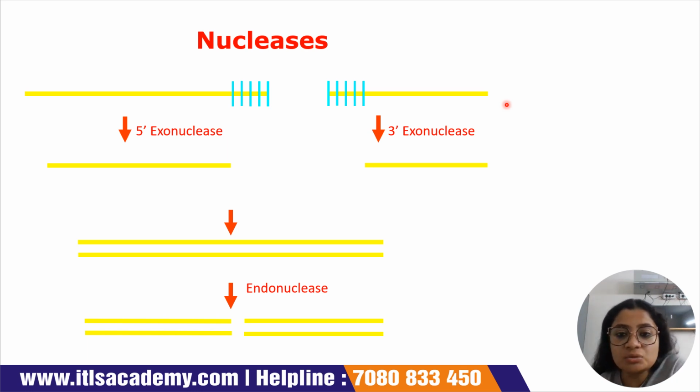So 5' exonuclease, exo means outside, so it will be cleaving the strand towards the outside, not towards the inside. If inside, then it's an endonuclease. If outside, then it's an exonuclease. Okay, so here see, the cleavage is happening on the outer side of the 5' end. The product will be somewhat like this, and in this case the cleavage is happening towards the outer side of the 3' end, so the product will be somewhat like this. But in this case we are showing the endonuclease. So endonuclease will be cleaving towards the inward side. So see, here the cleavage is happening not towards the outside but towards the inside.